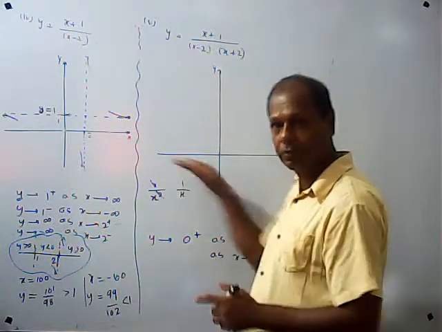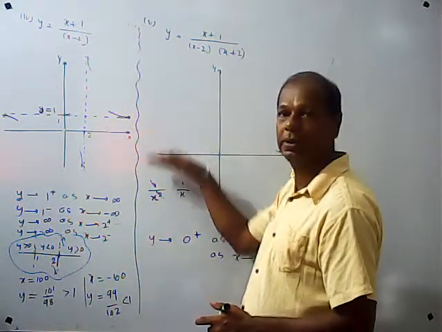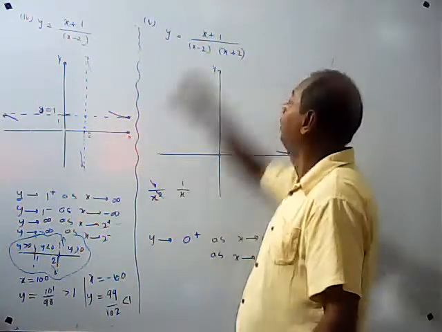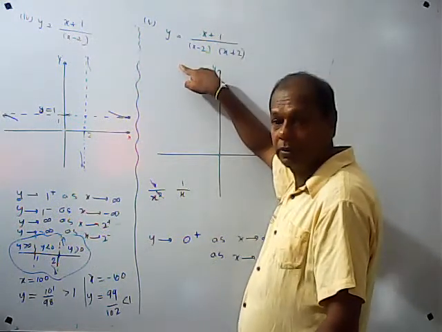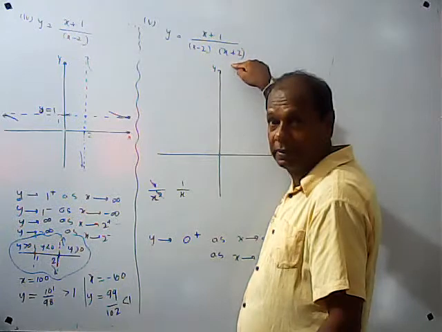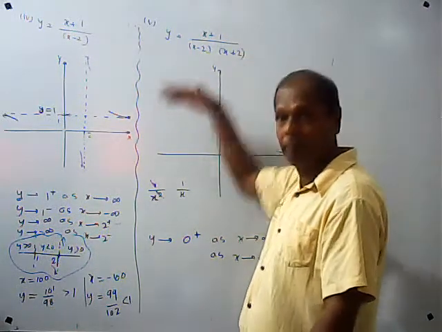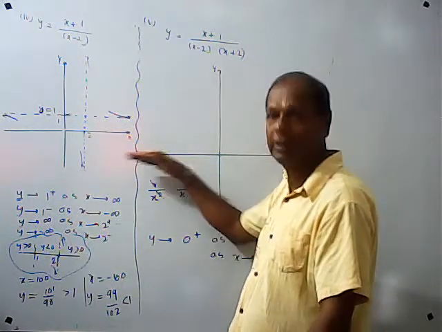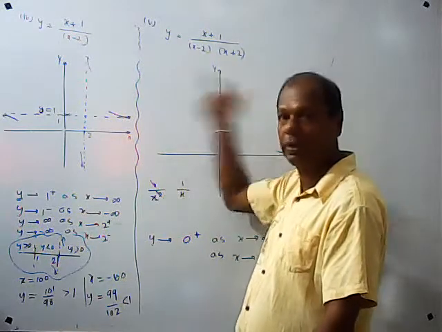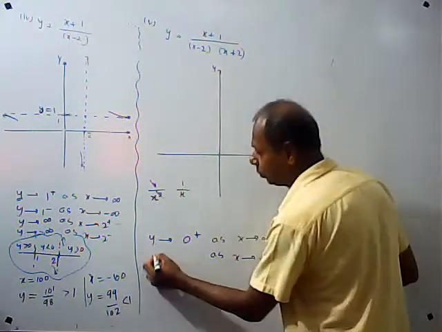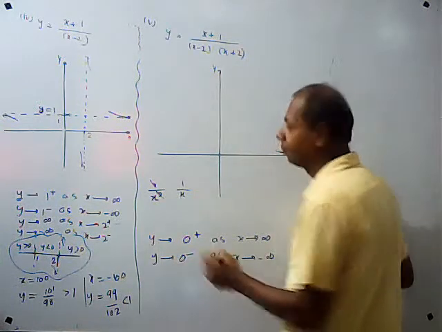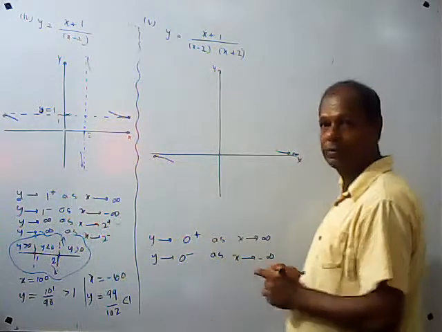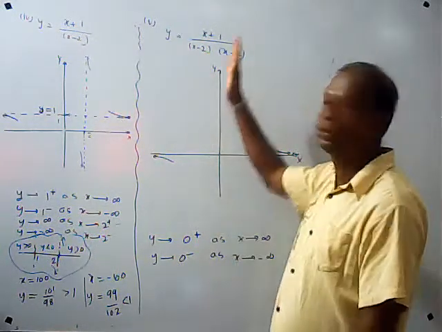still y will go to 0, but whether from the positive side or negative side, you have to check that. As x is very big negative, this will be negative, this will also be negative, so will be this, right? So three negative ones, y will be negative. As x goes to the left and left, all these will be negative, so y will go to 0 from the negative side, like this. That's the horizontal asymptote.